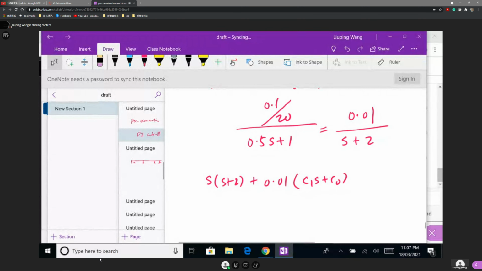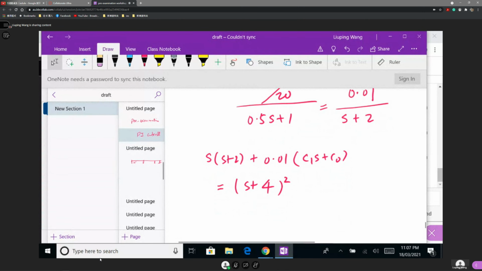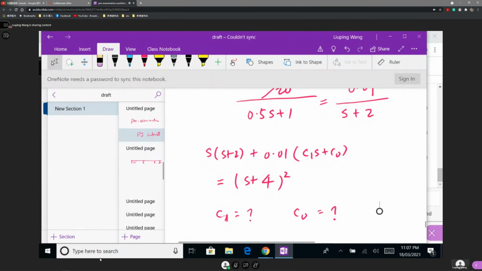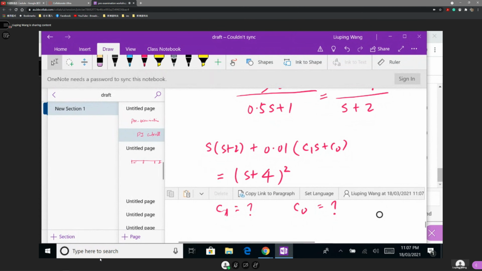Now I can put it over the closed-loop poles. Say if we put the closed-loop poles at s plus 4, squared, right? Then we can find C1 and then C0, right? Okay. Can you guys work it out for me? What is C1, C0? See if you guys got it right.